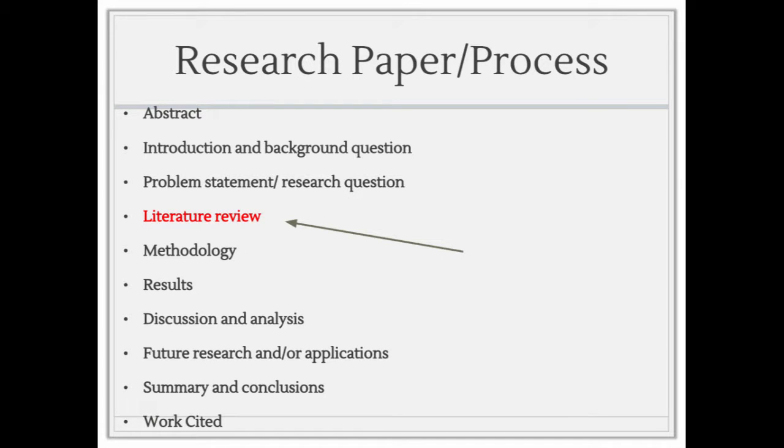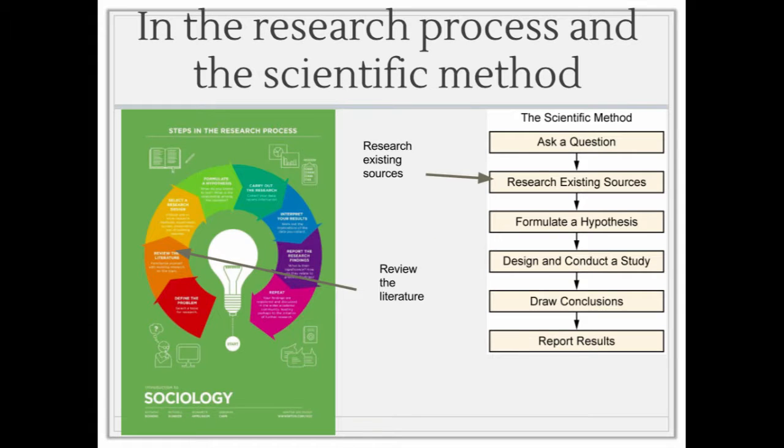Within your research paper and process, the literature review comes after you've posed your problem statement and your research questions. In this sort of formal outline of the process, the review of the literature happens after you've defined the problem or selected a topic for your research. And this happens also during the informal process. So you have an idea of the topic that you want to research, but you need to know more about it to refine that topic.